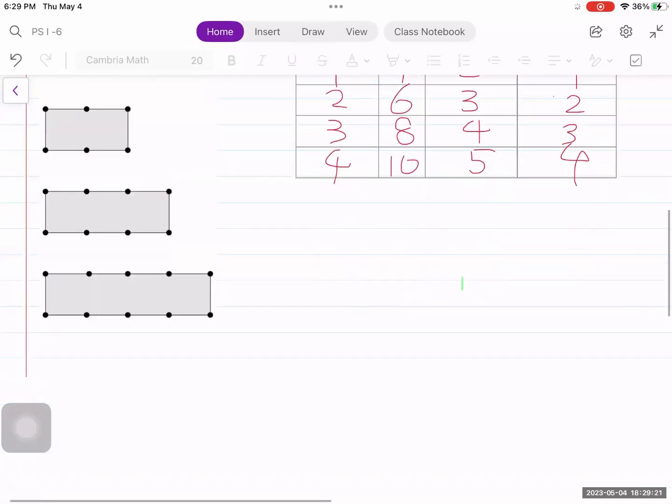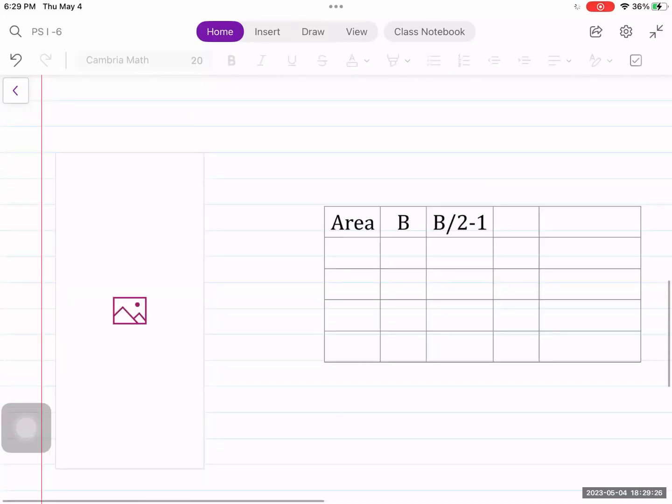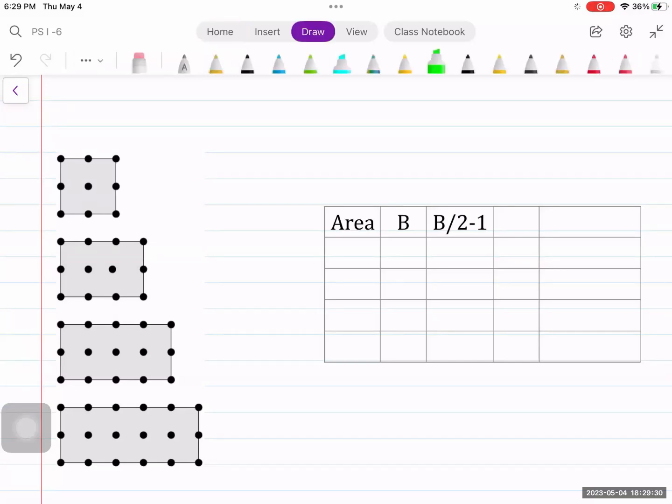What are we doing? Does it work? Now, let's see if it works, right? The area of this one is what? Whoops. What is the area? Area is 4, and then boundary dots is 6. Really? No, it's 9. Really? No, not 9. On the boundary, it's 8. Not counting the middle one.